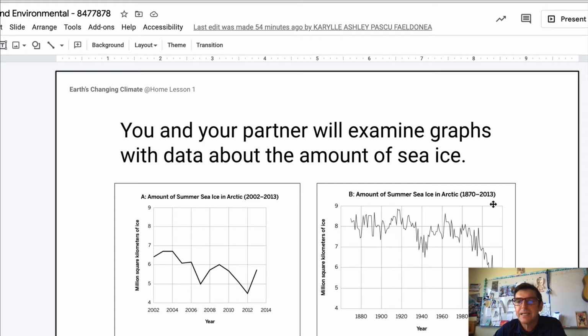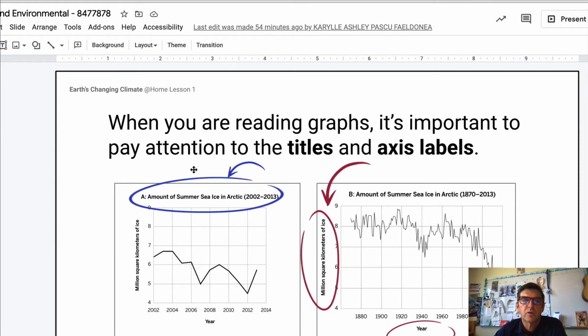One's 1870 to 2013. One is 2002 to 2013. So this is a little bit different. Look at the time. This is what? 1880, 1980, 140 years. And this is only 8 years. And then this is the same numbers though, 4 through 9, 4 through 9. So you always want to compare charts like that. Get an idea before you start going. When you are reading, it's important to pay attention to the titles and axis labels. I just did that for you.